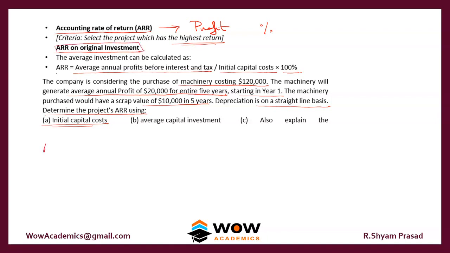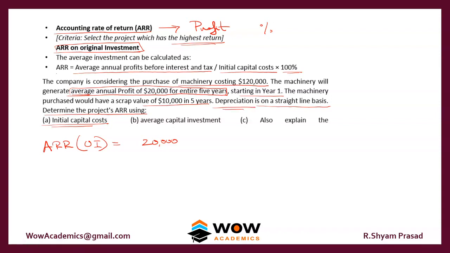So how do we do it? ARR on original investment, we'll put it as OI. The average annual profits before interest and tax, they have given us directly. 20,000 is the average annual PBIT for the entire 5 years. So they have already divided for the 5 years. You don't divide by 5 to get the average, because this 20,000 itself is an average.